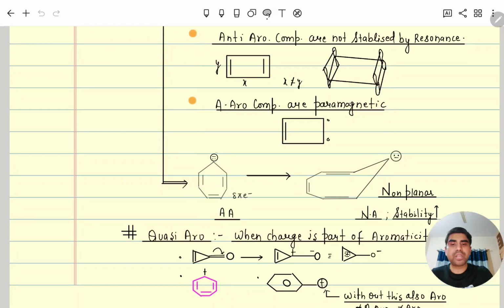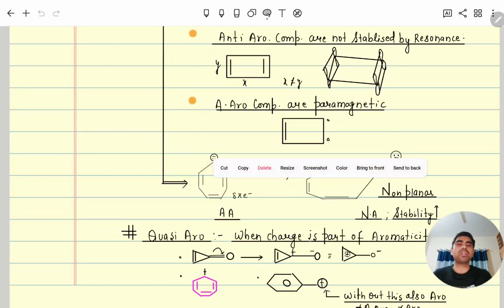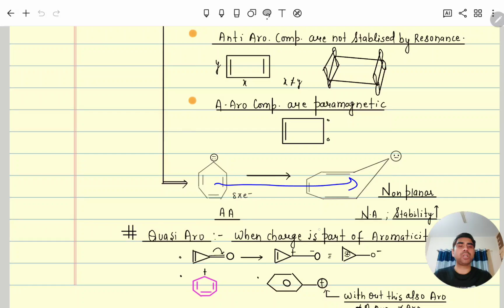Sir, how is it planar here? Its sp3 hybridization became sp2. At that time it was planar, but since it is highly unstable, it will break its planarity and at least become non-planar. Through that it became non-aromatic. Non-aromatics are more stable than anti-aromatics, so it will move forward, because you know that any reaction or any species will move from unstable to stable.